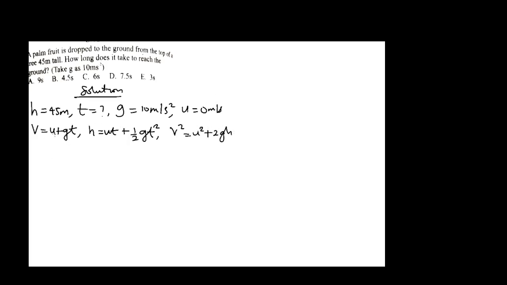Now that u is equal to 0, this equation here will reduce to become v equal gt, and this one will reduce to become h equal 1 over 2 gt square, and this one will reduce to become v square equal 2gh. Now if you look at the parameters given in the question, we have the height to be 45 meter, we are looking for time, we have gravity. So out of these three equations, we have to look for the one that has height, time and gravity.